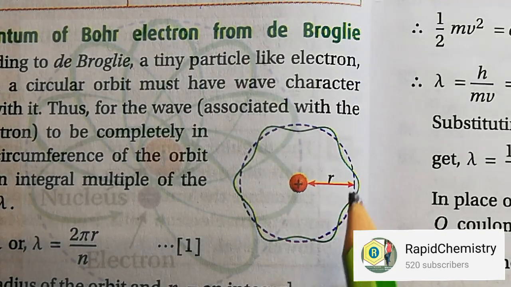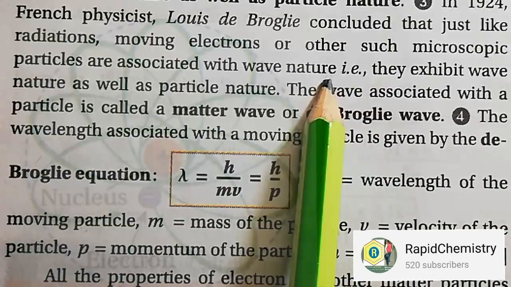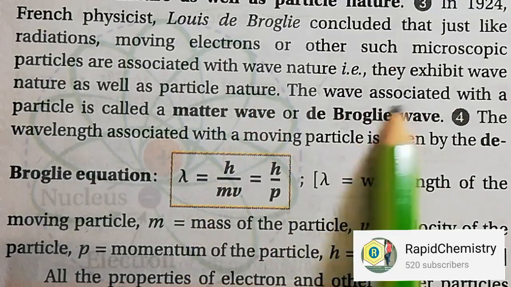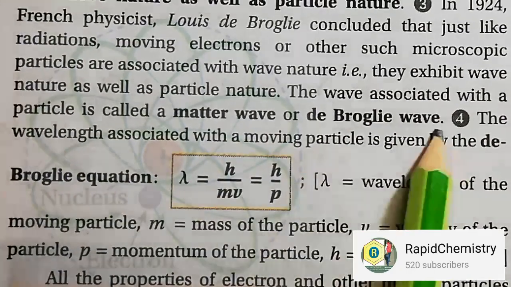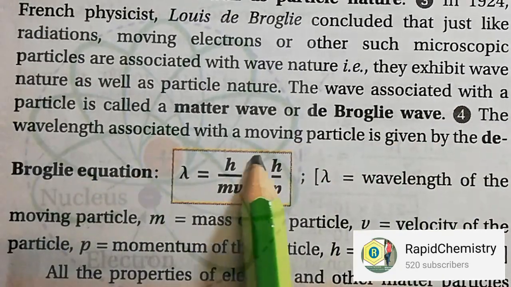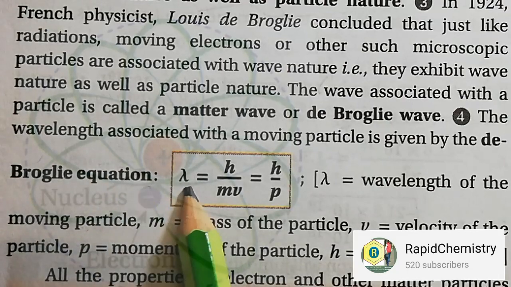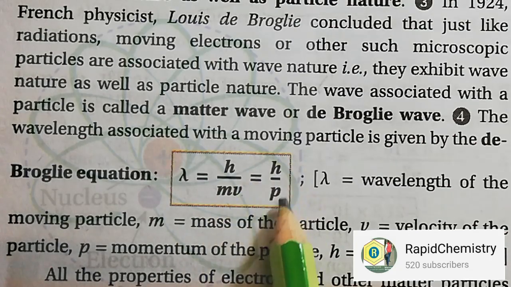The wave nature of electrons has been shown here. That is, they exhibit wave nature as well as particle nature. The wave associated with the particle is called matter wave or de Broglie wave. The wavelength associated with the moving particle is given by the de Broglie equation, and that is lambda equals h by mv. And mv means momentum, and it is written as p.